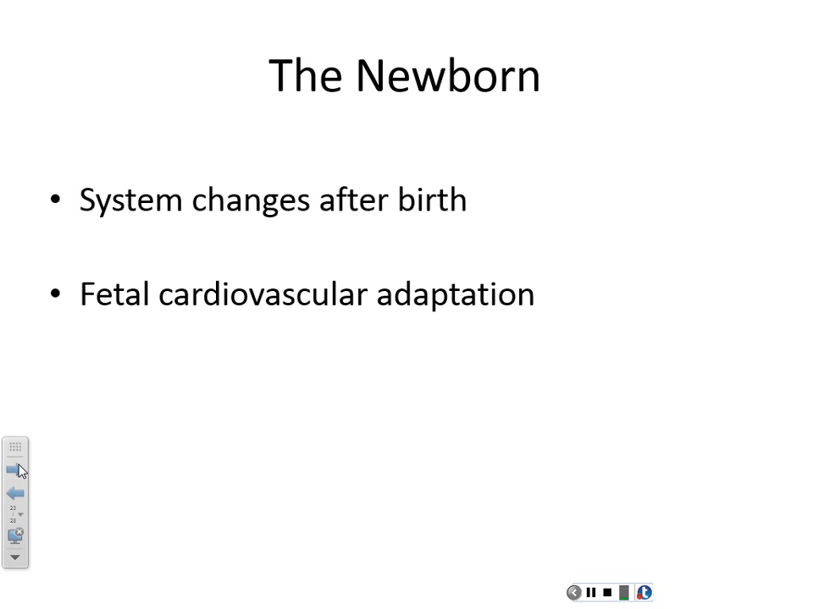Systems that are involved, like the respiratory system, the digestive system, the cardiovascular system especially. You have all those changes that occur. And then of course fetal cardiovascular adaptations. This is what happens inside the fetus in utero when the lungs are not functioning, and the liver is not functioning. So everything is centered around bypassing all that, bypassing the digestive system and everything.